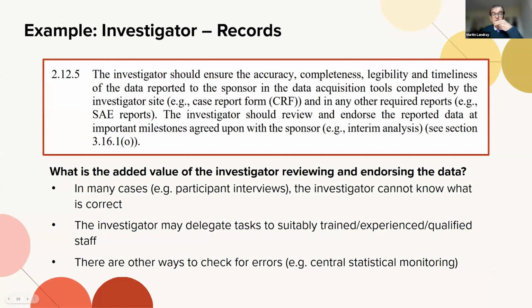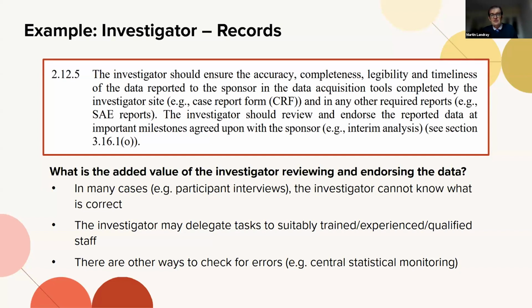I'll give you a couple of examples before I finish. So here is one on investigator records. The investigator should ensure the accuracy, completeness, legibility, etc. of the data. Fine. And then the investigator should review and endorse the reported data at important milestones. Well, it's not clear what the value of endorsing the data is. If the data were entered by one of the investigator's trained staff, for example, at patient interviews, it's very difficult for the investigator to know what is or isn't correct, given that they weren't present at that interview.